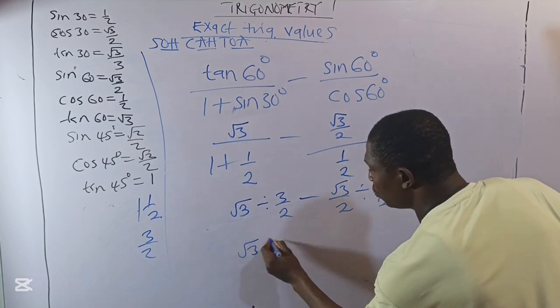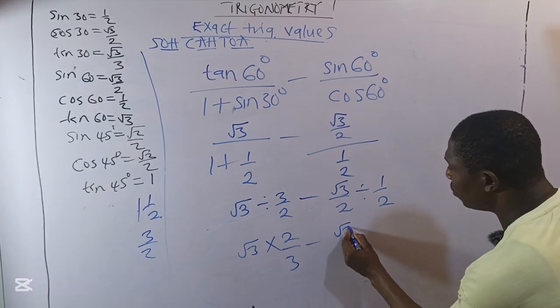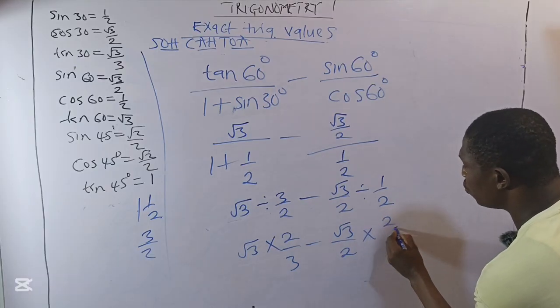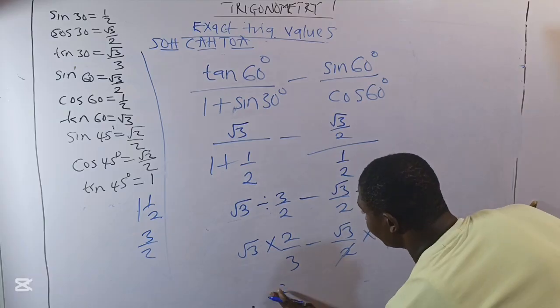If I change division to times, these two will interchange to give me 2 all over 3. Minus, this will give me root 3 all over 2. Times 2 over 1. This can cancel this. And I'll have 2.